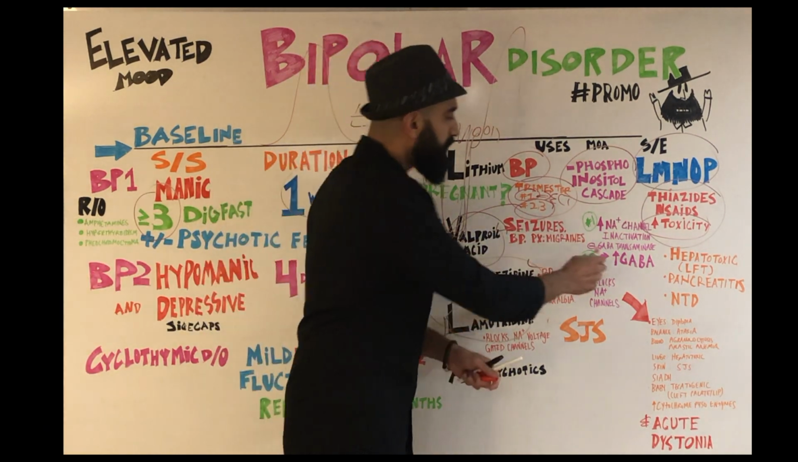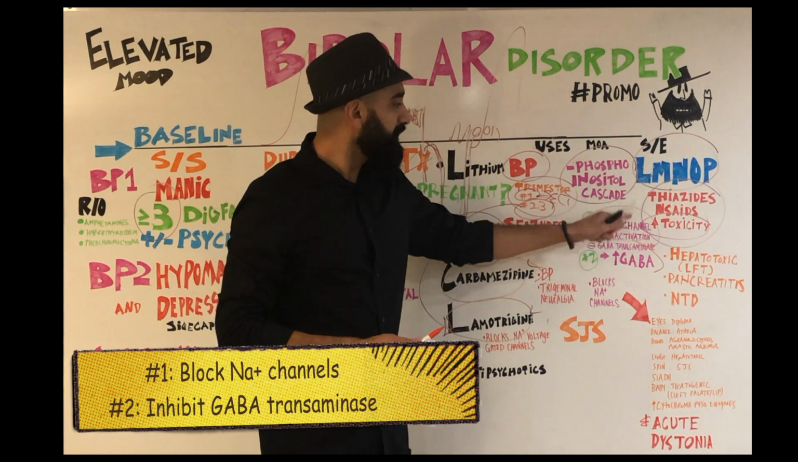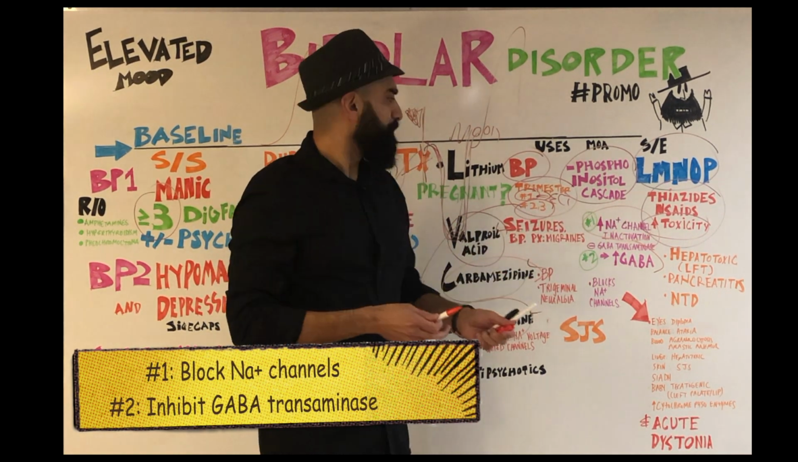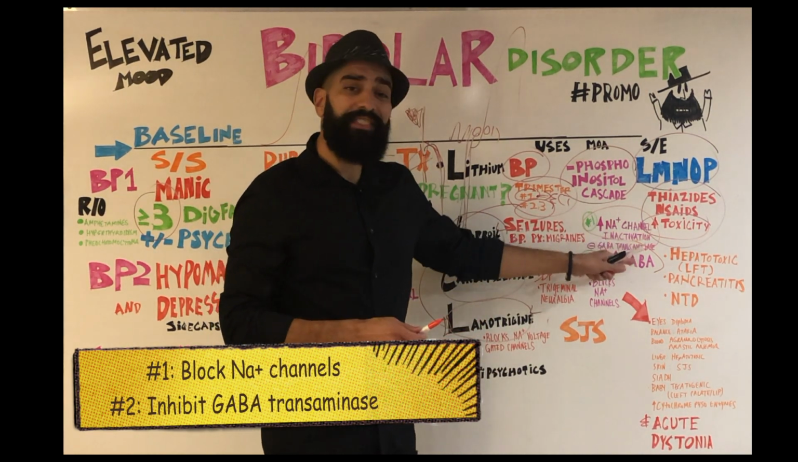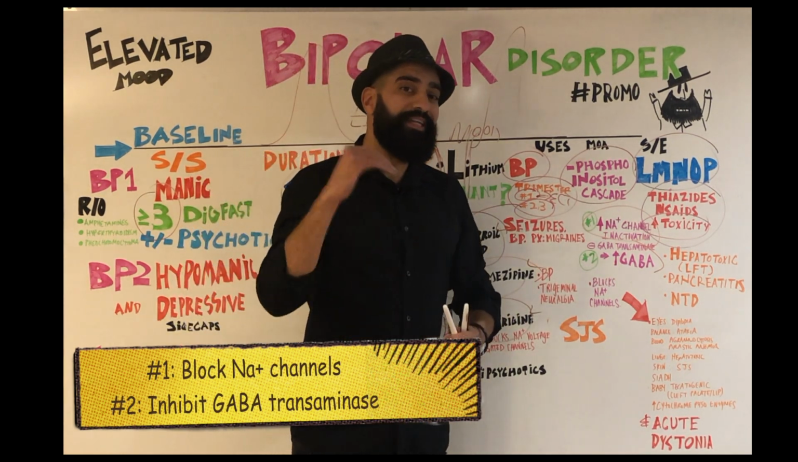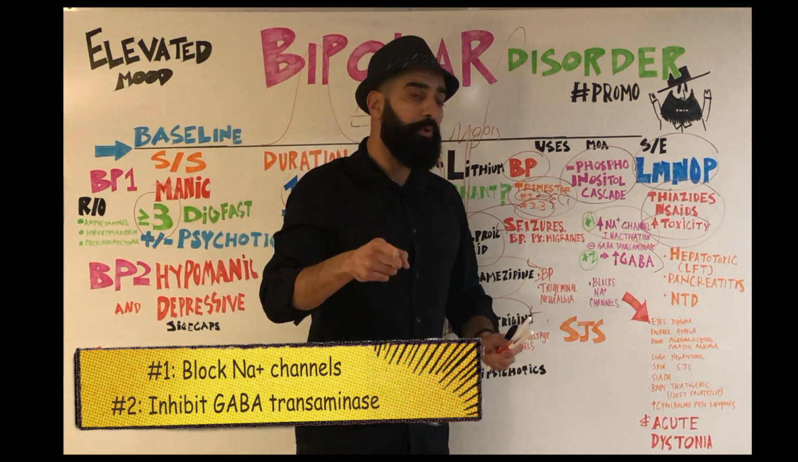Okay? We said that one of their mechanism of action is increases the sodium channel inactivation. So basically it's blocking the sodium channels. Okay? Second thing, it's inhibiting this enzyme called GABA transaminase. What happens? The concentration of GABA increases. So this medication, Valproic Acid, has two mechanisms of action. So make sure you know both of them.